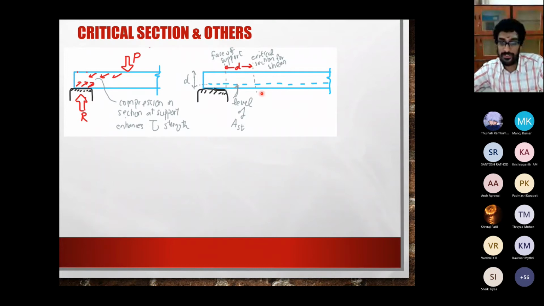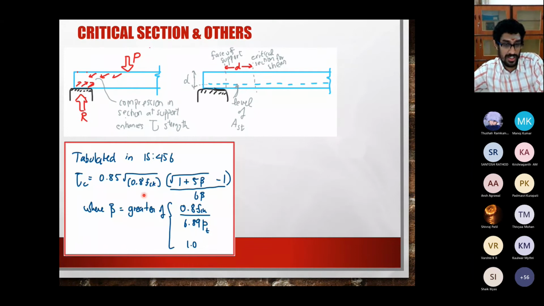And in fact, when people do experimental tests, when they see that... so we saw three components for shear resistance. One is resistance of the concrete itself, then there is aggregate interlock, then there is dowel action.